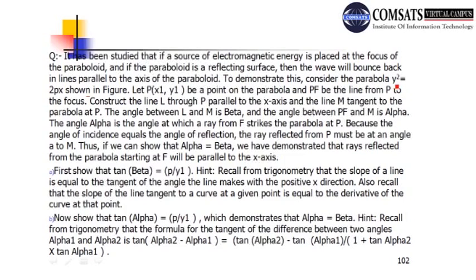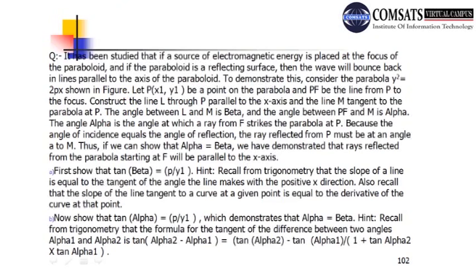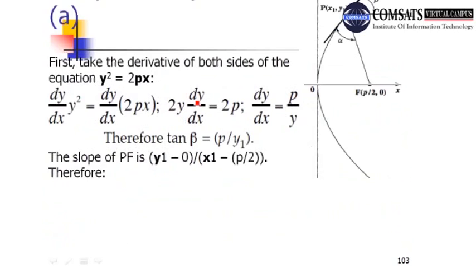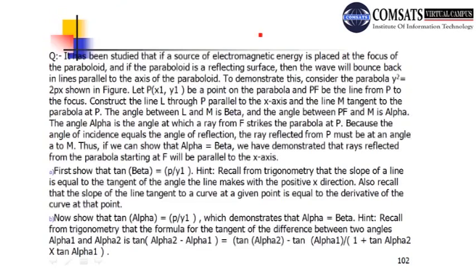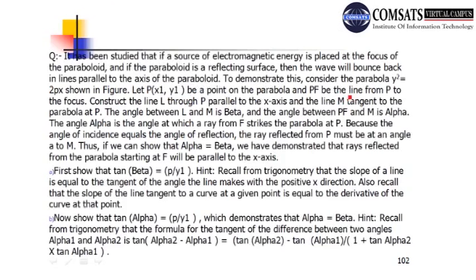This is the equation of the parabola, y square is equal to 2px, and it is shown in the figure over here. You can see on your right hand side a point P on the parabola, and PF is the line. Again you can see the line from the focus to this point P, that is PF.